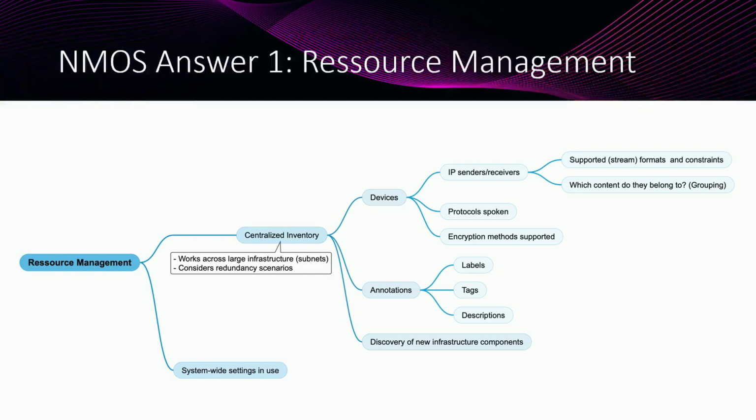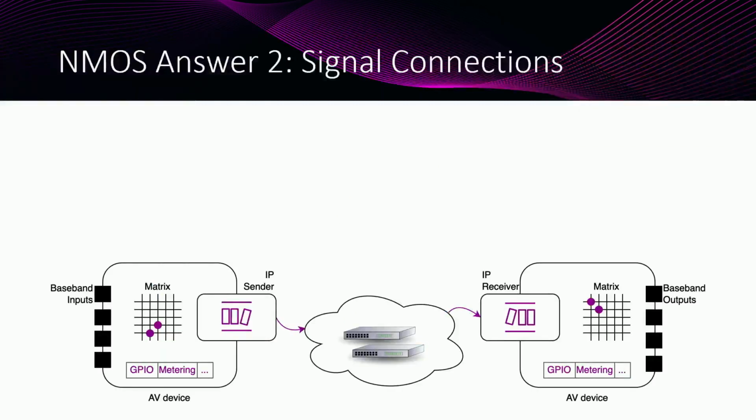And for that, I want to use an illustration of what I mean by signal management here. I just use an abstraction of two AV devices, audio-video devices, and they may contain all kinds of stuff you potentially want to control. It may have some baseband inputs and outputs. It may have a matrix in there to switch between these inputs and outputs and maybe others, or into a sender or receiver. It may have GPIOs, it may generate metering data, thumbnails on the video side, all this kind of stuff. But also, obviously, in our context here, it contains an IP sender or an IP receiver, or both.